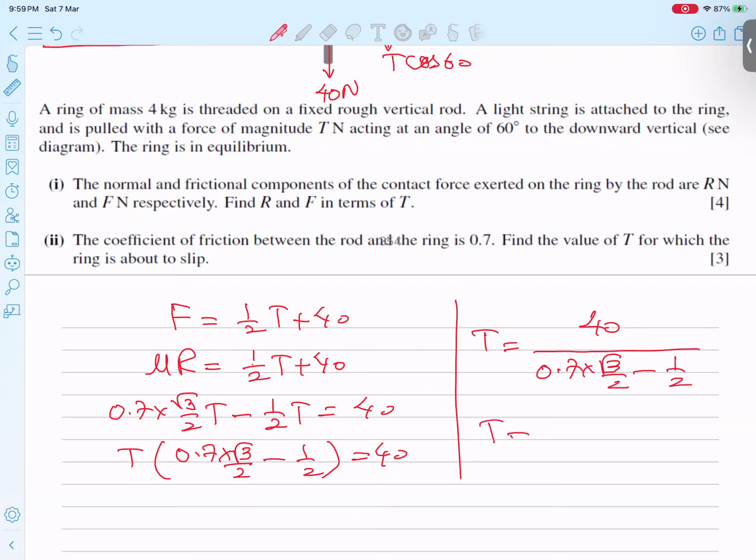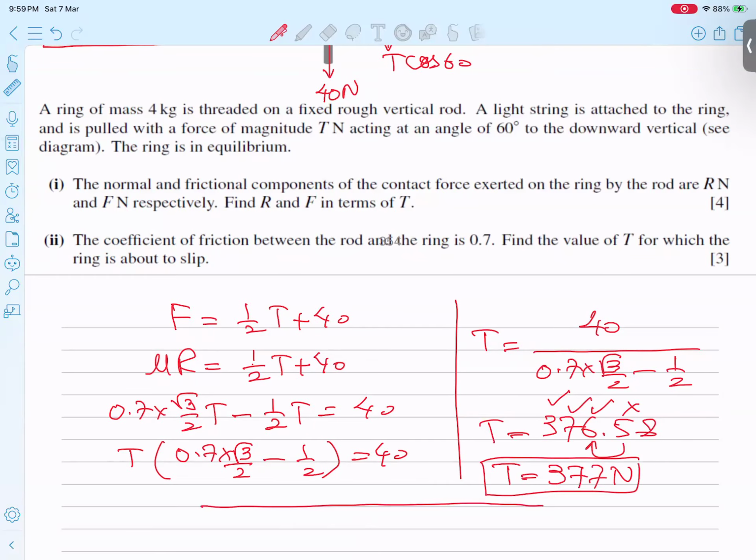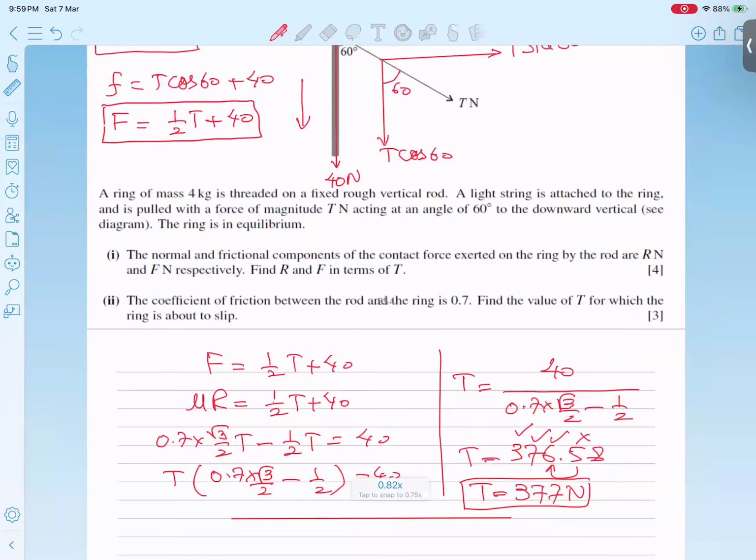If I type in the calculator, let's see what the answer turns out to be: 0.7 times root 3 divided by 2, minus 0.5 or half, and 40 divided by this. I'm getting 376.58. If I round it, I'm getting 377 newtons. Alhamdulillah, the question is completely over, and we have done this question.